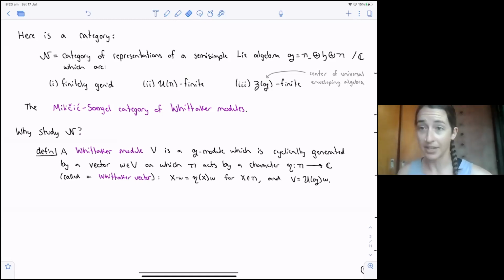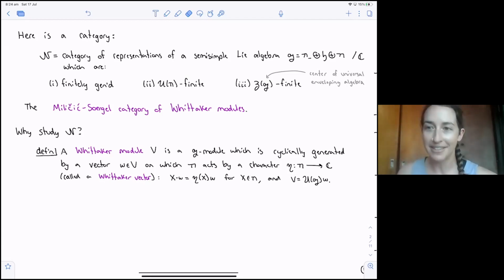So what is a Whittaker module? A Whittaker module is a certain type of representation of g that's cyclically generated by something called a Whittaker vector. A Whittaker vector is any vector in a representation that has the property that n, this nilpotent radical, acts by a character. If we have a representation that's cyclically generated by a vector with this property, then this representation is called a Whittaker module.